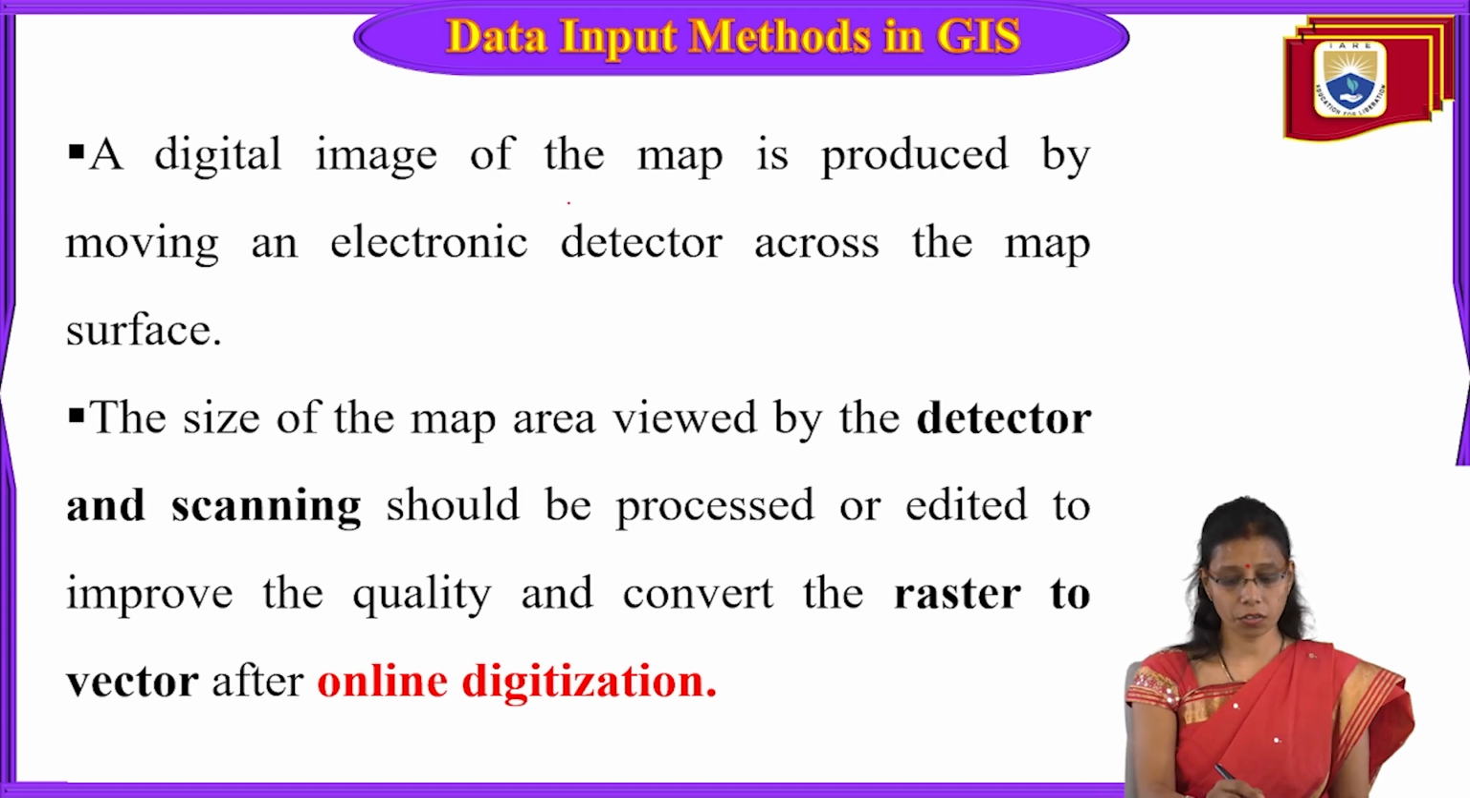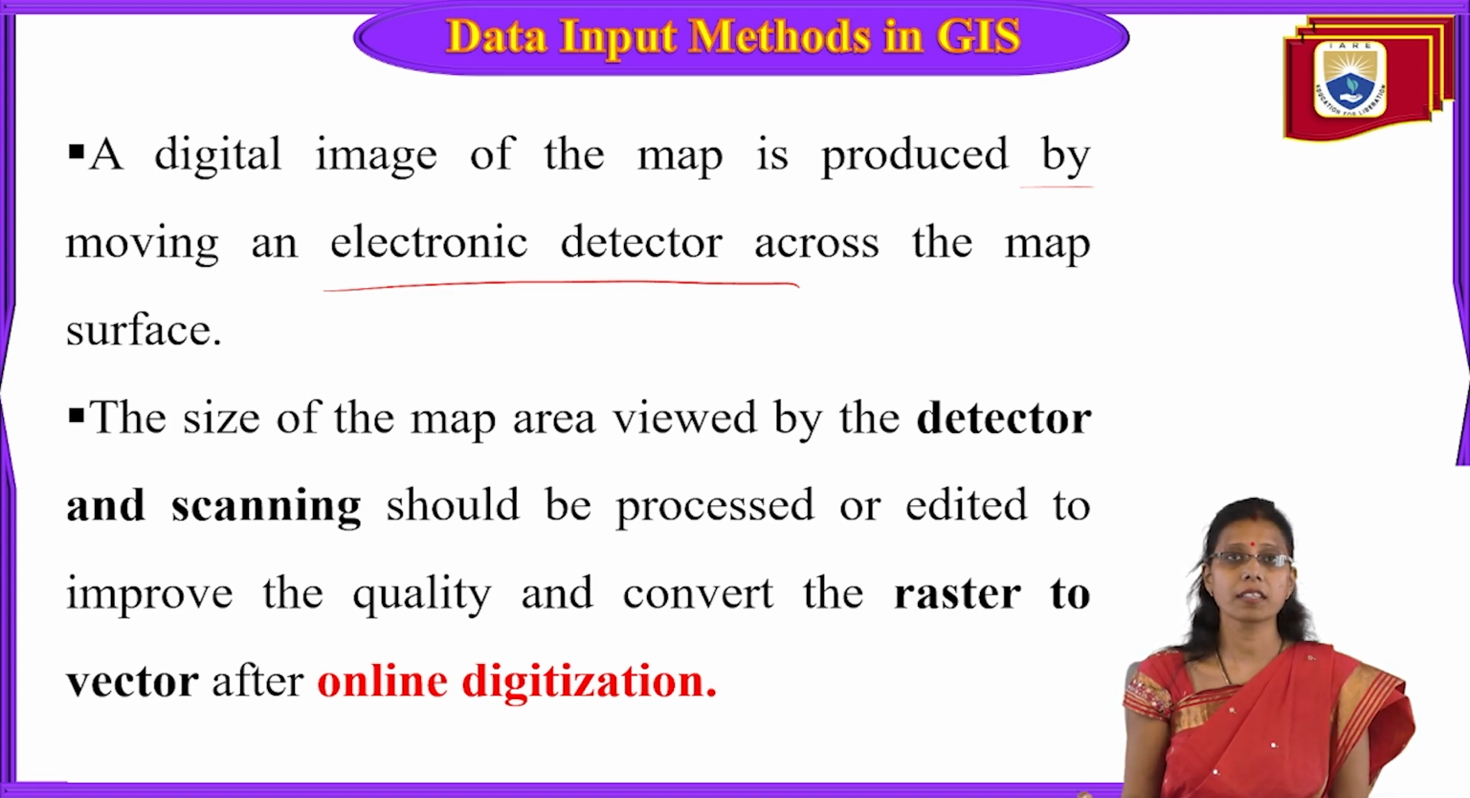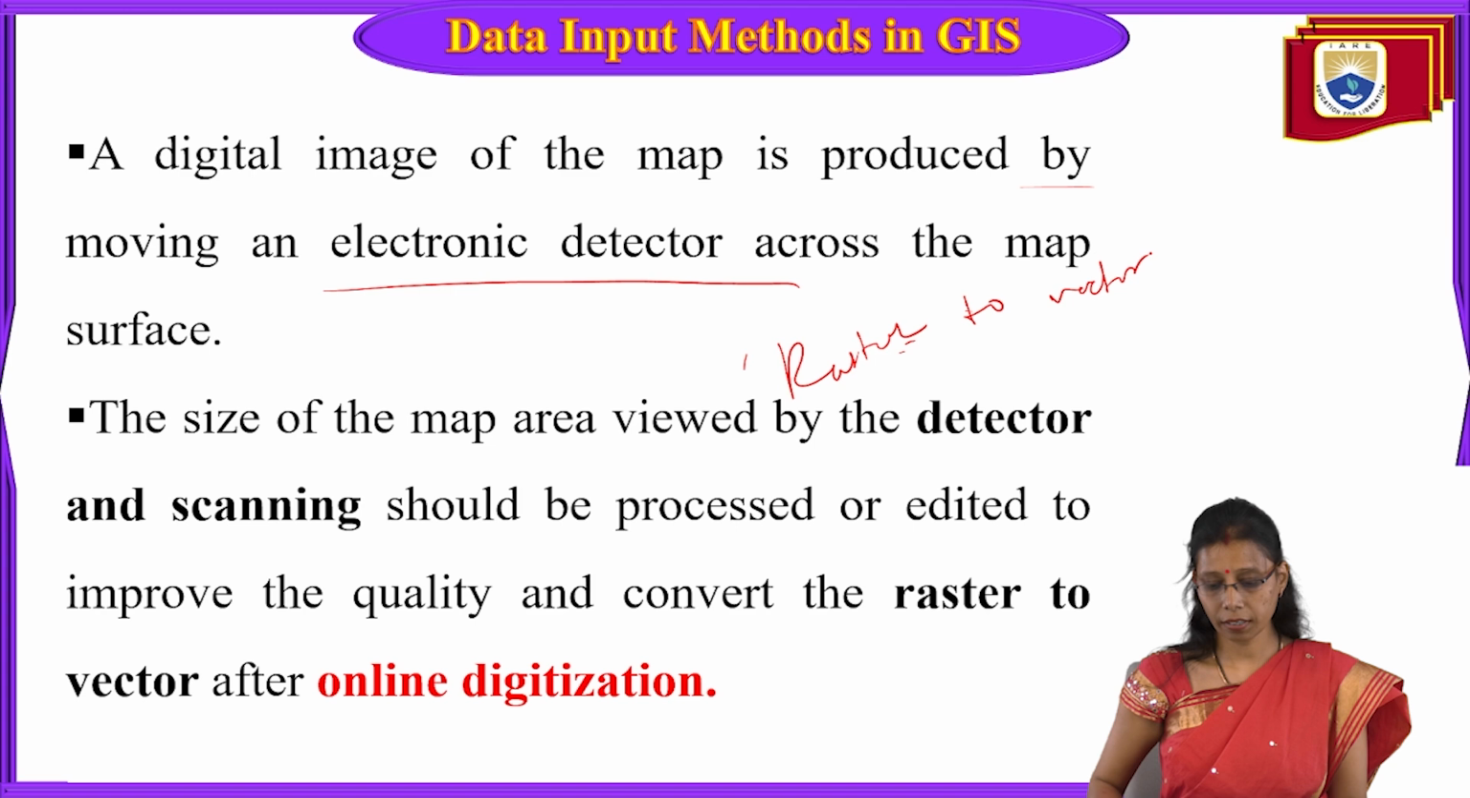Then a digital image of a map is produced by moving an electronic detector across the map surface. The size of the map area viewed by the detector and the scanning should be processed or edited to improve the quality and convert the raster to vector after the online digitization. So this automatic digitizing process uses the raster background for converting the raster to vector. Okay, like whatever digitization we do.